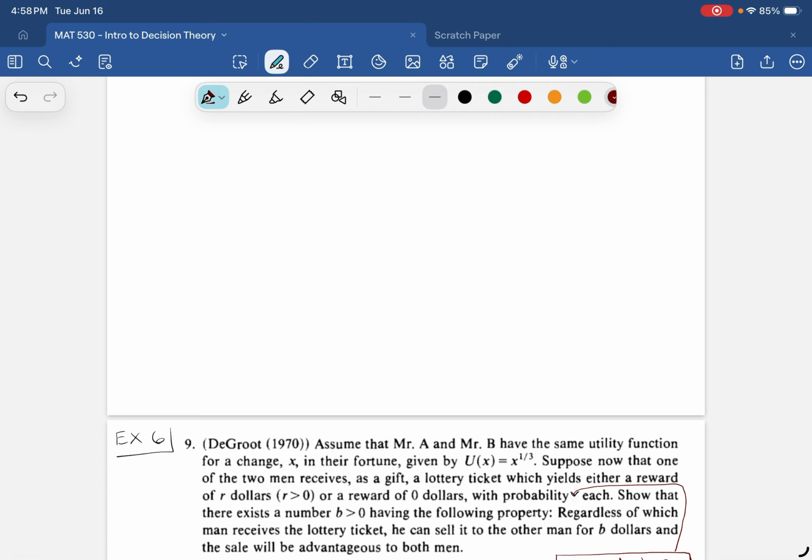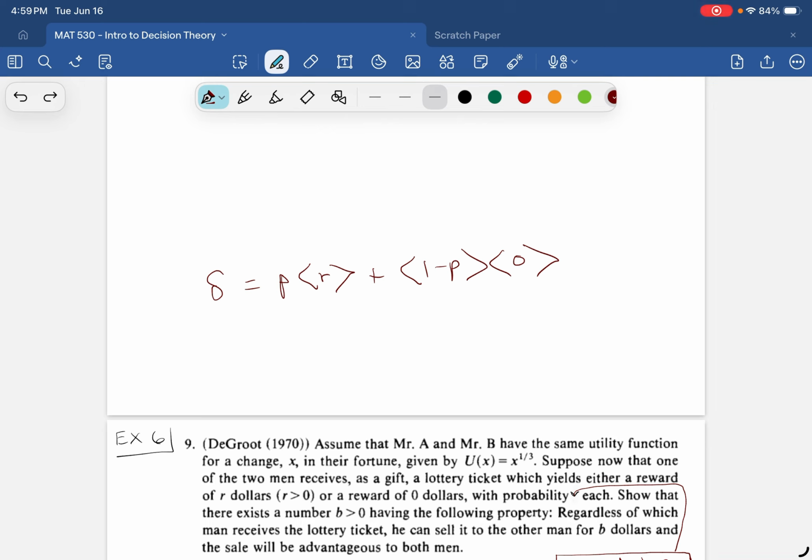In other words, we're going to assume that the distribution on the reward space is that we get a reward R with probability P, and we get nothing, a reward of 0, with probability 1 minus P. And our objective here is to show that there exists some positive number B, bigger than 0, with the following property. Regardless of which man receives the lottery ticket, he can sell it to the other man for B dollars, and the sale will be advantageous to both men.